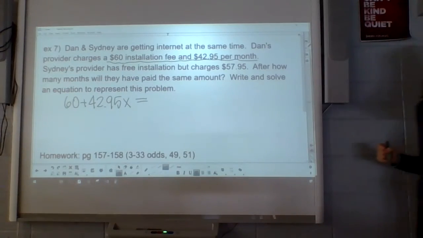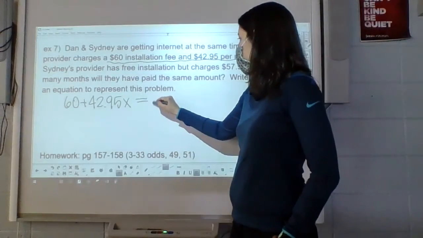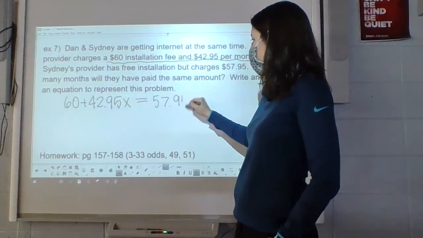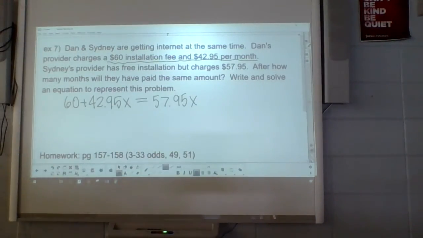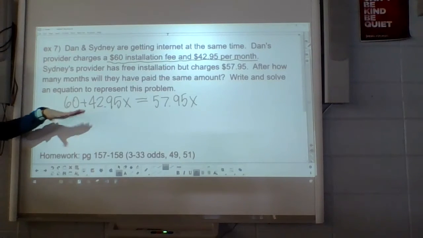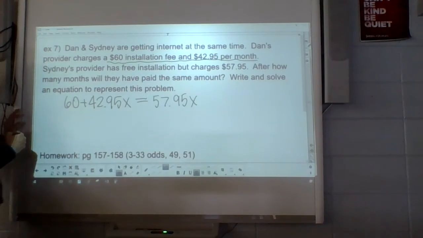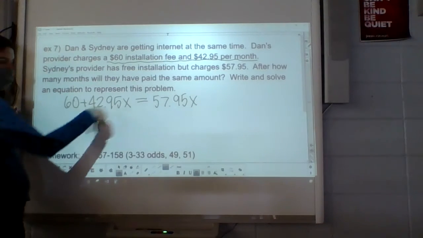Yeah, Coach Marissa? 57.95. Yeah, so she doesn't have a fee, so she just has that monthly charge. So initially that sounds like a really good deal, that she doesn't have to pay that outright fee. But at some point, it might be cheaper to go with the less per month. So we're going to move over the smaller variable.